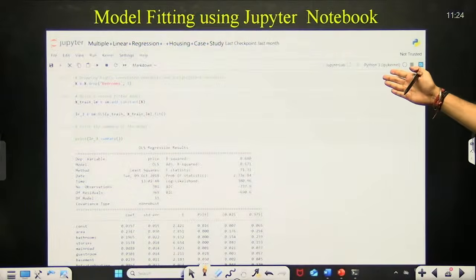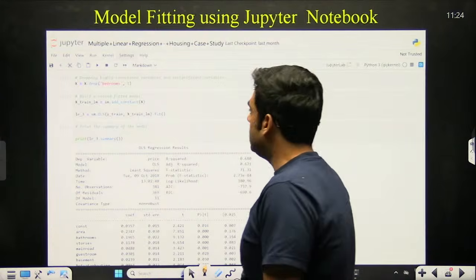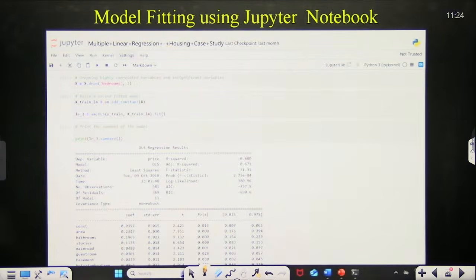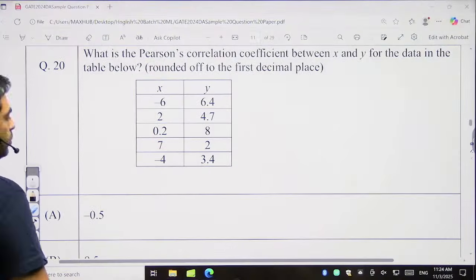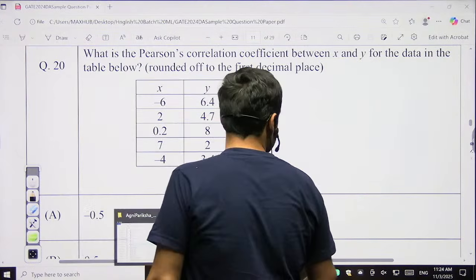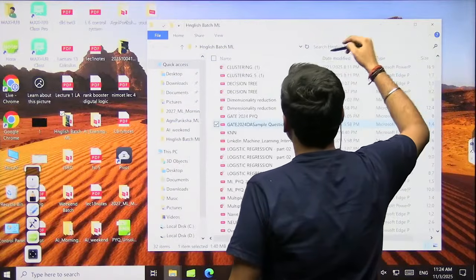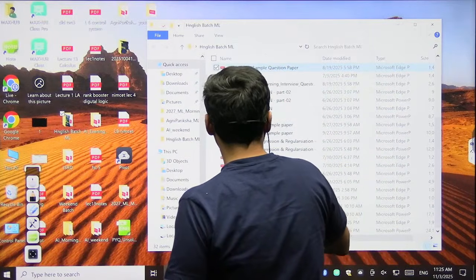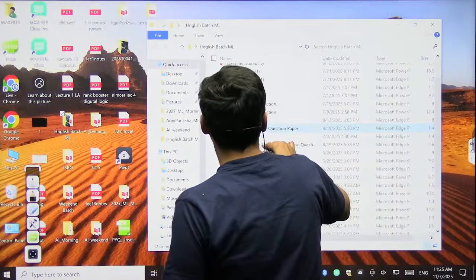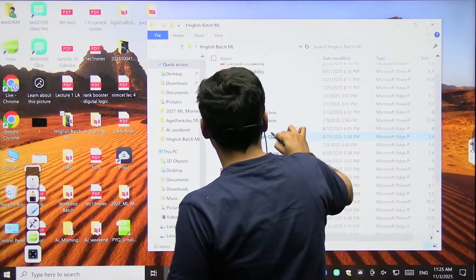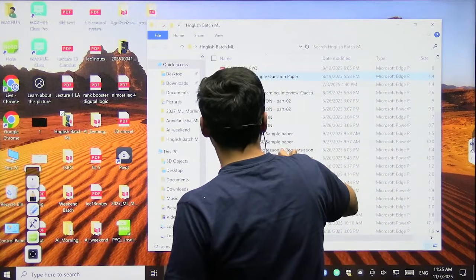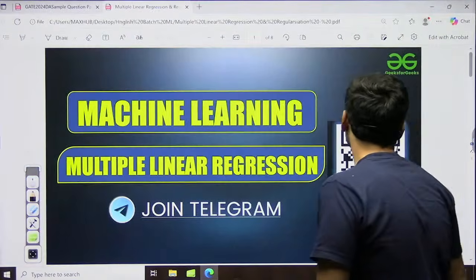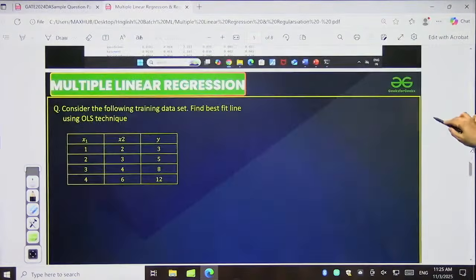Okay, now I would just like to show you in the Jupyter notebook. Have you ever observed, once you try to fit the data in the Jupyter notebook, you get certain important results? If you haven't noticed, just try to notice this time and try to understand what exactly they mean. Okay, because you know everything.